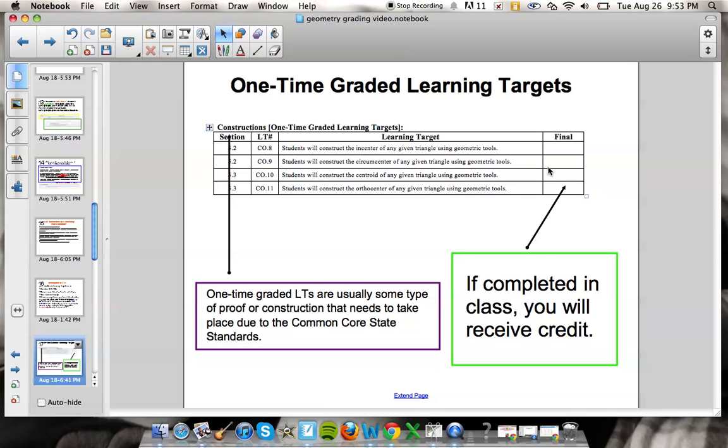So here's an example of one unit. I believe this is still Unit 4 that I'm seeing here. These are the one-time graded learning targets that you saw in the unit of study previously in the video. These again are not going to be on your tests. These are just in-class things that have to be completed based on the Common Core standards. So if you complete it in class, then you will receive credit for it, and it will show that in the gradebook.